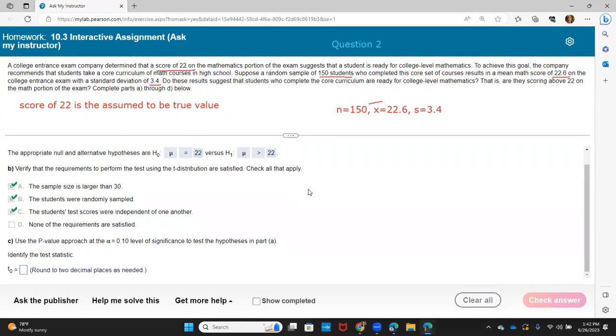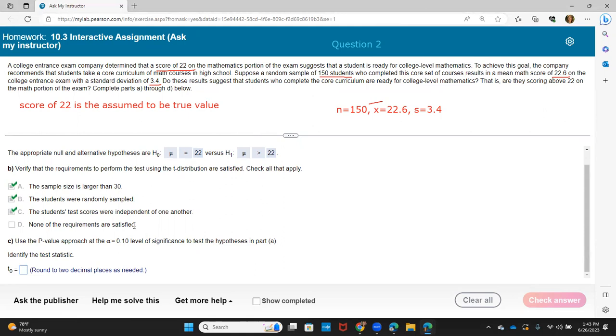All right, then it says, use the p-value approach at the alpha equals 0.1 level of significance to test the hypothesis in part A. Identify the test statistic. So your problem could have been slightly different. It could have had a different alpha level. They're going to give you the alpha level. And remember, alpha is supposed to be the probability of getting a type 1 error. Okay, because that's what we're trying to prevent. Type 1 errors are pretty bad.